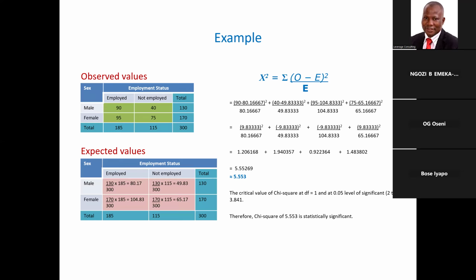And that value is what we call the expected value. Expected value is the same thing as hypothesized value. It means the value when the null hypothesis is true. The null hypothesis is true when there is no difference in the employment status between male and female, because the null hypothesis says there is no difference. So if that is actually true, the value that will be there is what we call the expected value or hypothesized value.